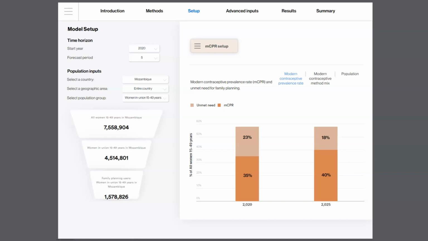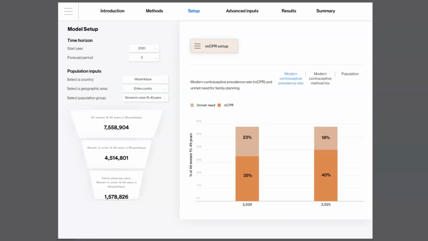Then if your country has, say, a 5-year policy goal, you choose a target for 5 years. If you have, say, 3 years left of the plan, then you choose a shorter time horizon. But here we have 5 years, so from 2020 to 25. We can put multiple countries in the tool. In this case, also Mozambique, but we have multiple countries already in. You can then choose the geographic area.